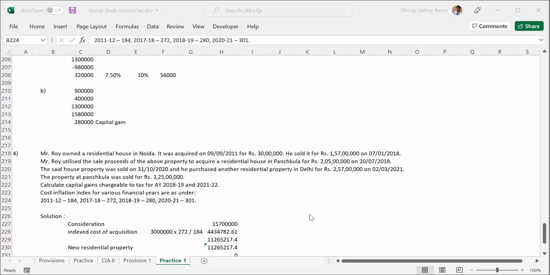When we deduct it, it comes to 1,12,65,217. Now 1,12,65,217 is the capital gain coming in the first case. And our investment is how much? 2,05 lakhs, definitely more than that. Will we get the exemption of 1,12,65,000 or 2,05 lakhs?